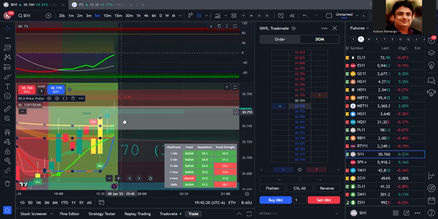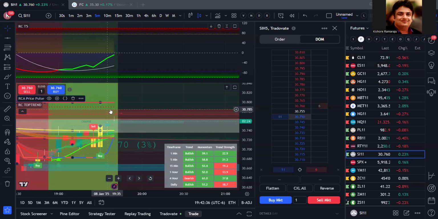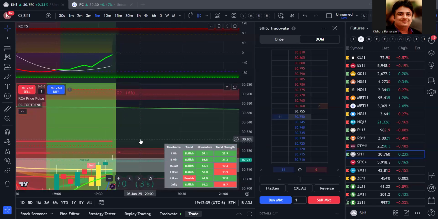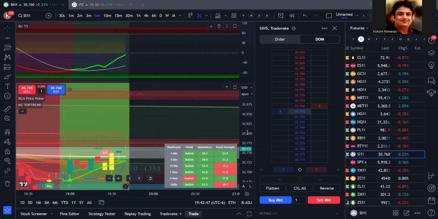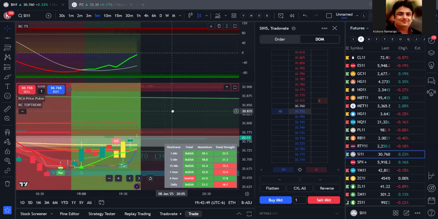I'll wait for a small pullback, because whenever you have so many green candles, don't enter after 4, 5 green. Always wait for a pullback. If you are buying at the top, the market will never go in one direction. It will go up, again come down, again go up. So once this resistance breaks, it may go all the way to 30.900 by tomorrow morning. So is it making sense?